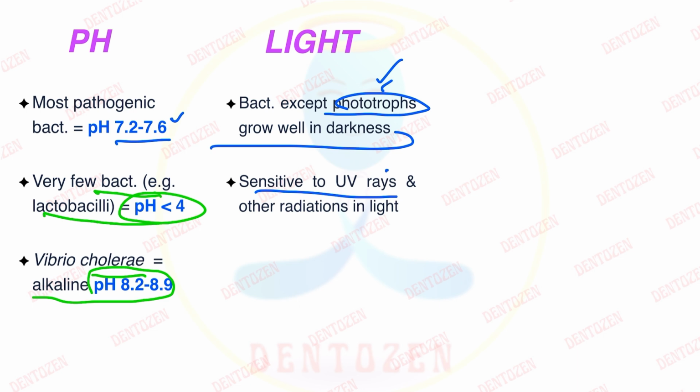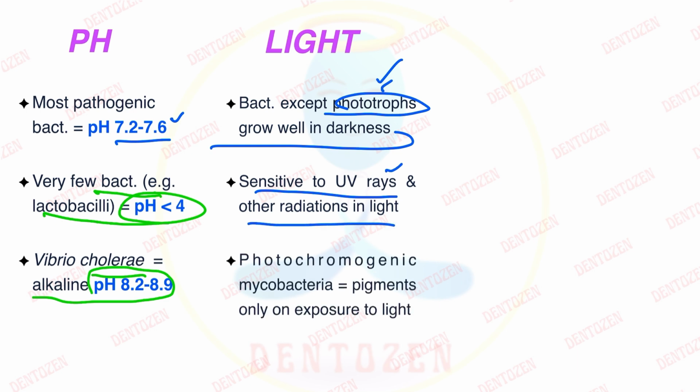So there is a term which is called photochromogenic bacteria. Photo means light, chromo means color, genic means formation. So bacteria producing pigments can produce colors only on exposure to light. Those are called photochromogenic bacteria.